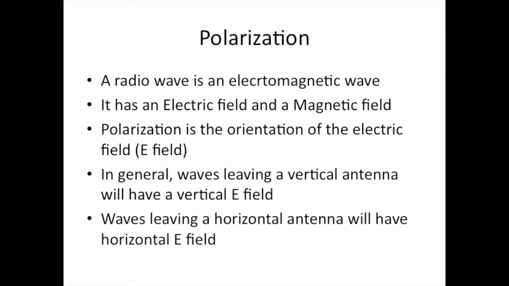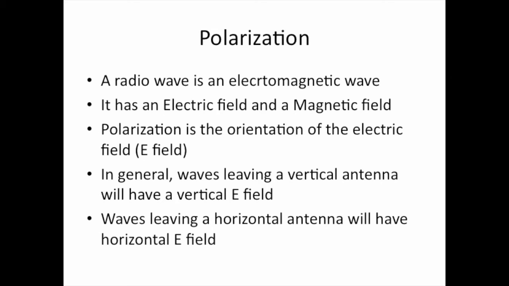Now we talk about polarization of an antenna, or polarization of radio waves. A radio wave is an electromagnetic wave, and it has an electric field and a magnetic field. And those two fields are always going to be at right angles or perpendicular to each other. The polarization is the orientation of the electric field, the E field only. In general, waves leaving a vertical antenna will have a vertical electric field, and waves leaving a horizontal antenna will have a horizontal electric field.